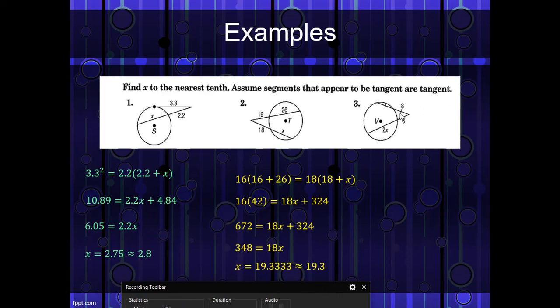In number 3, we can see the tick marks indicating that those pieces are both 8. Again, we're dealing with two secants, so it's external times the whole, and that whole secant is 16, and then it's external times the whole. We'll distribute and combine, and x is approximately 7.7.